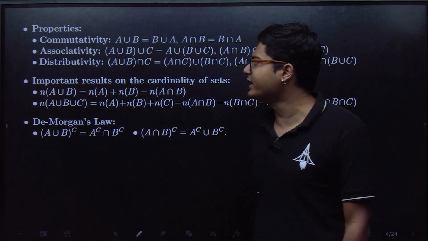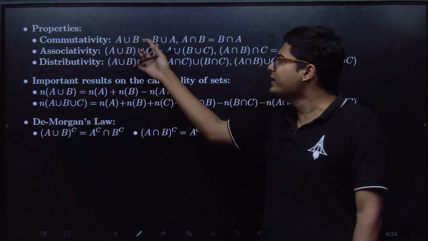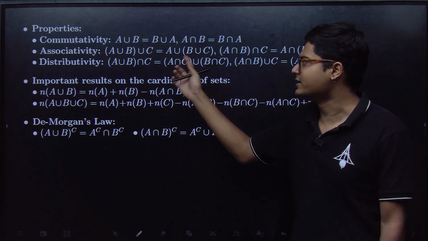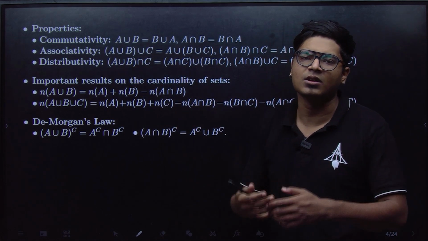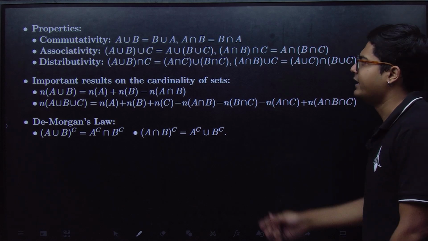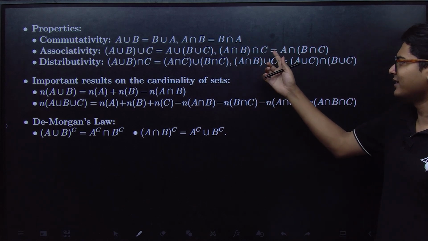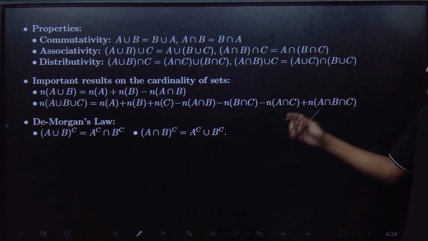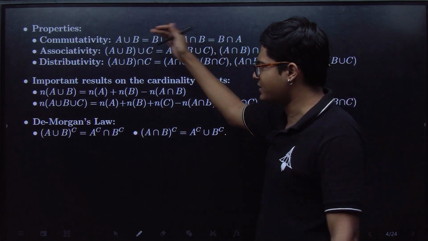What is associativity? If you take A union B union C, that is the same as A union B union C, right? So the order in which you take the unions does not matter. That's the associativity of this operation. Same goes for intersection, right? So A intersection B intersection C is the same as A intersection B intersection C, alright? So both these operations are again associative.